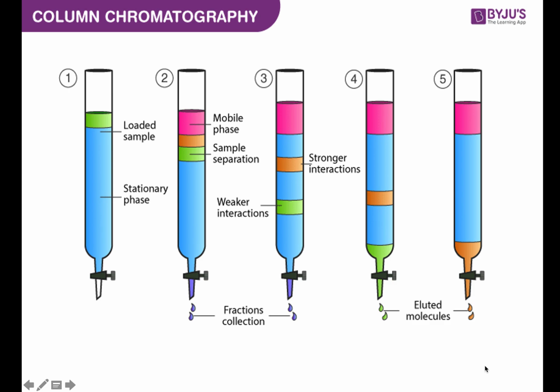What is the pink one? The pink one is the mobile phase. What is the mobile phase? It's the solvent. It's an organic solvent or a mixture of organic solvents that can be used to differentiate the separation. So the mobile phase has a great role to help the separation, efficient or inefficient.